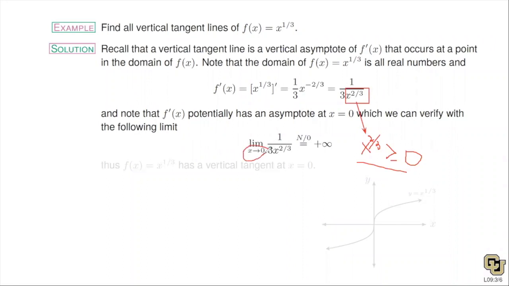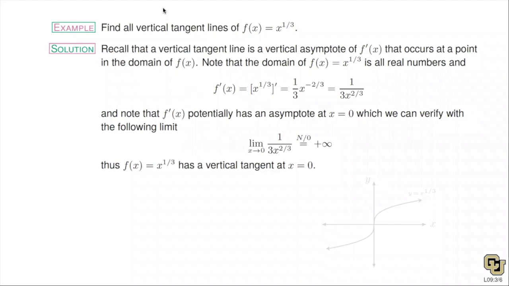Whether you approach it from the left or the right, it's always going to be a positive number over 0, so it's always going to be plus infinity. So yeah, here I just did the two-sided limit, and that's how I get plus infinity here from the two-sided limit. It's number over 0. This is always non-negative, so the limit is plus infinity. So the conclusion here is that the derivative, the slope, blows up to infinity at a point in the domain of the original function. So the cube root function has a vertical tangent at x equal to 0.